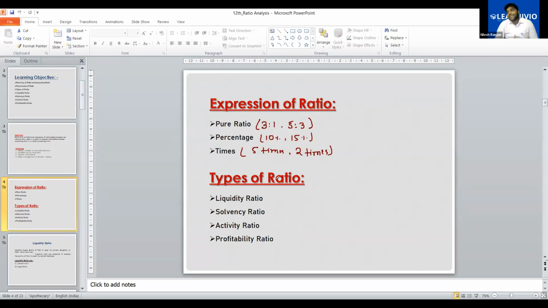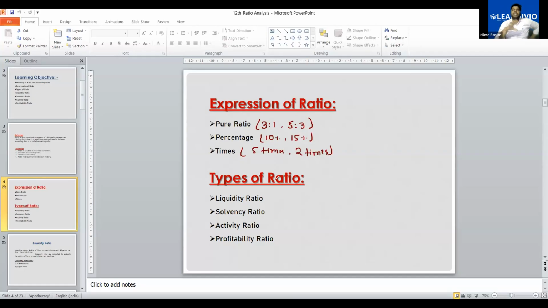Solvency ratio tells us the company's ability to pay its long-term liabilities. Now, long-term liabilities have two payment components: one is called the principal amount, and one is the interest amount. Both of these together are the installment. So you have to pay some principal, you have to pay some interest, and combined, you have to pay the installment.